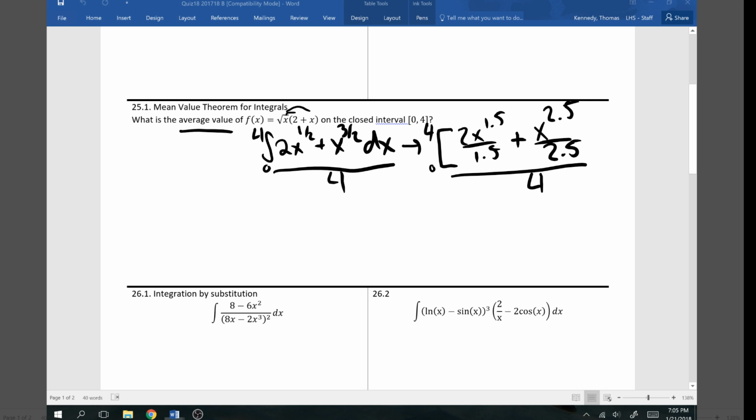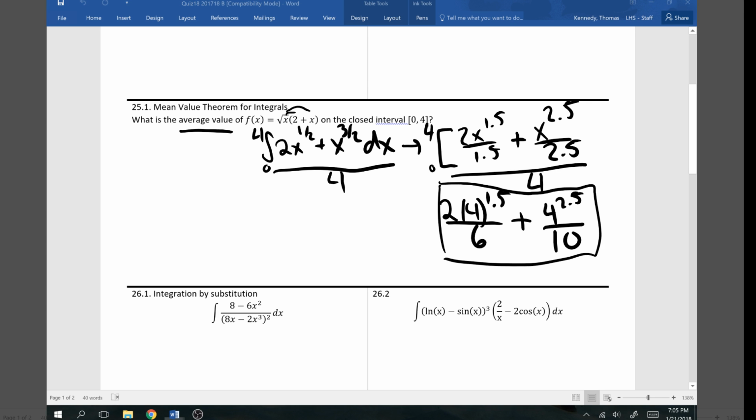If you plug in 0, all this becomes 0, so all you had to really do was plug in 4. The laziest answer was 2 times 4 to the 1.5 over 1.5 times 4, plus 4 to the 2.5 over 2.5 times 4. So remember, it's just area divided by width, and area we figure out by integrating. Average value is pretty family friendly once you remember to divide by the width.